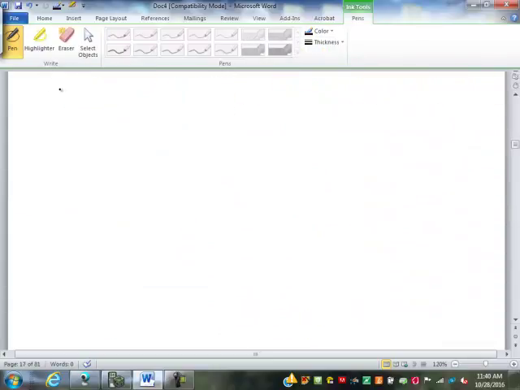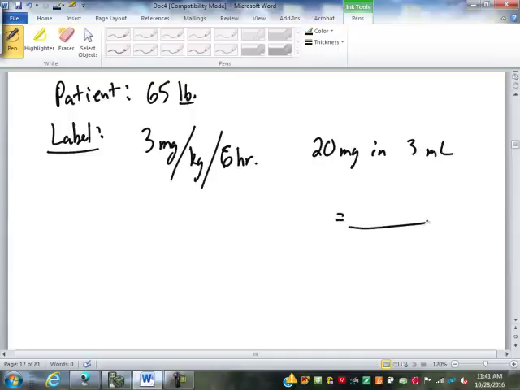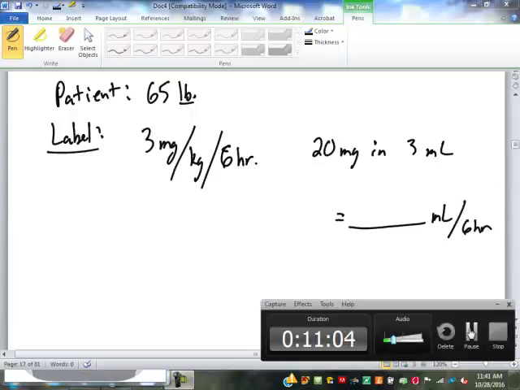So have you guys try one. We're going to have a 65-pound patient. Our recommendation is going to be 3 milligrams per kilogram per 6 hours, and it is 20 milligrams in 3 milliliters. So I want to know how many milliliters to administer every 6 hours. I'll give you a couple minutes.